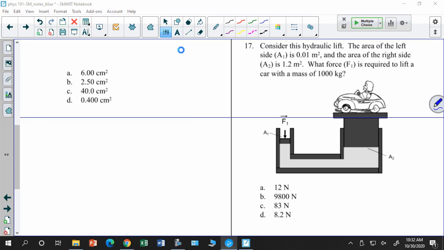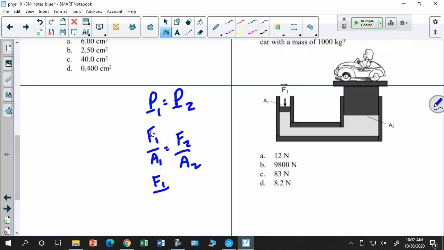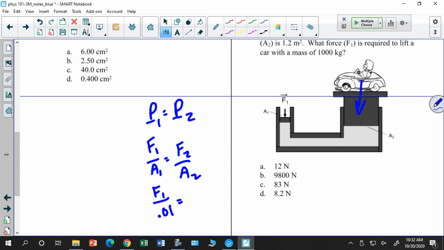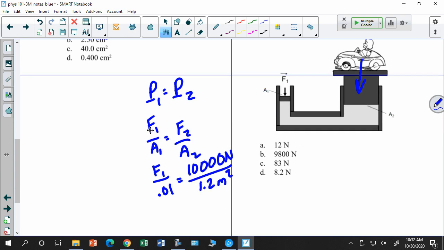So to do this, you say P1 is equal to P2. That is F1 over A1 equals F2 over A2. That's going to be F1 over 0.01 is equal to F2, which is the weight of this car, 10,000 newtons, divided by A2, which is 1.2 square meters. If I solve that for F1, was it 83? That was the right answer? Yeah, F1 is equal to 83 newtons.